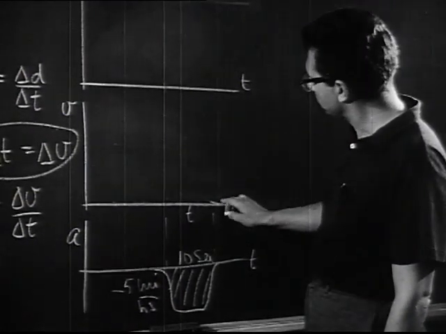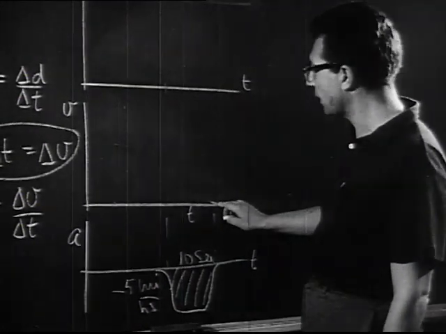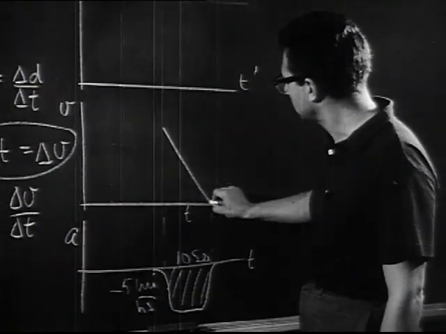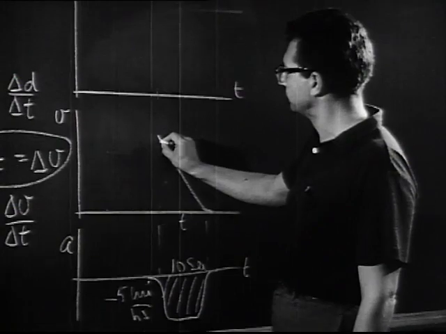If, in addition, I know that the final speed is 0, then I know that it must have started at 50, and the speed curve would look like this.